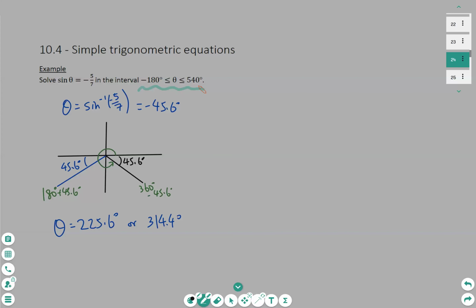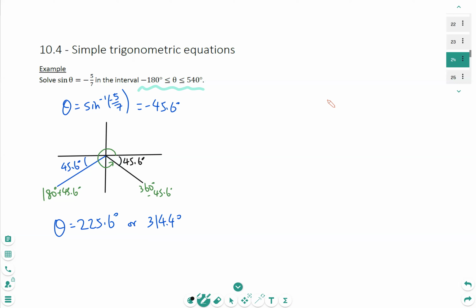So how many solutions do we get? If we draw a sine curve, we know a sine curve looks like this. That's up to 360, so therefore, that's up to 540. And this time we'll go to negative 180 degrees as well. So that's the sine graph between minus 180 degrees to 540 degrees.